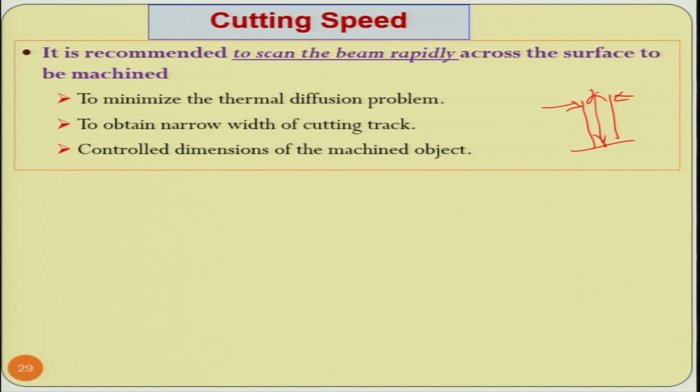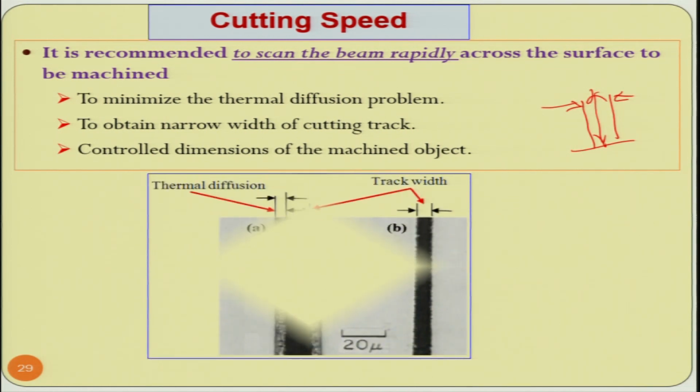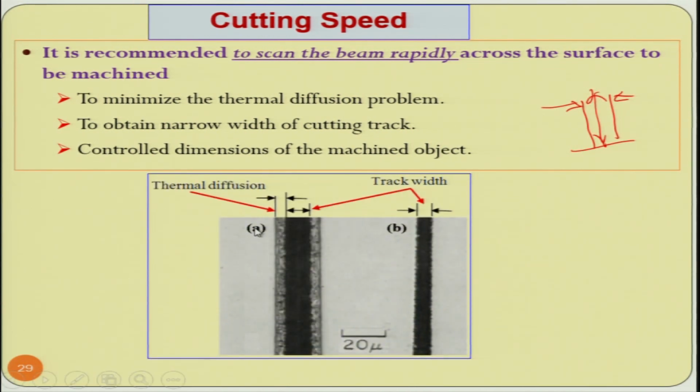And definitely, as mentioned here, the dimensions of the machined object are also controlled by the scanning speed of the beam. So, it should be optimized. Now, you can see here, this is the thermal diffusion. So, we want to minimize the thermal diffusion width, and that is what is given here in the first point: that scanning speed should be controlled, optimized. Rapidly does not mean that you do not get the proper width of the cut. So, rapidly here simply means that you should optimize the surface scanning speed on the workpiece surface, so that you do not have these three problems over there.